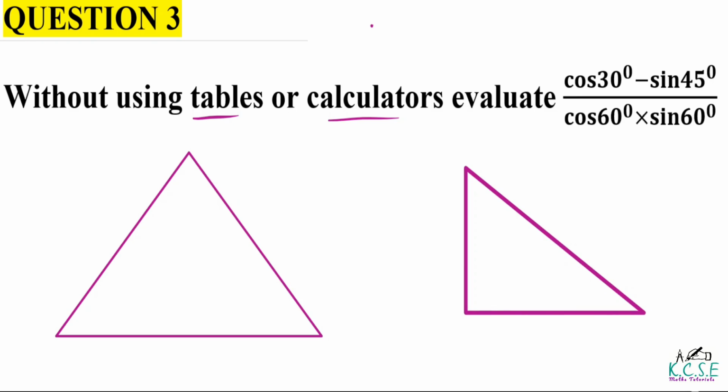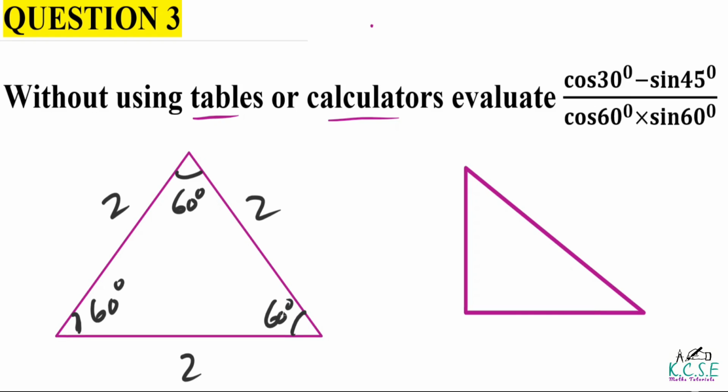Those are the two triangles that you're going to use. The first one is an equilateral triangle of sides 2. So 2, 2, and therefore all these angles will be 60 degrees. That is 60, this one is 60 degrees, and this one is 60 degrees.